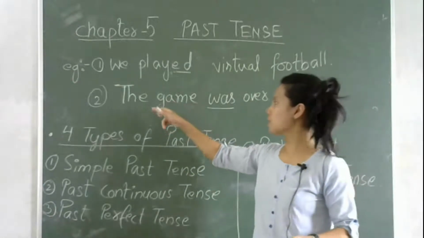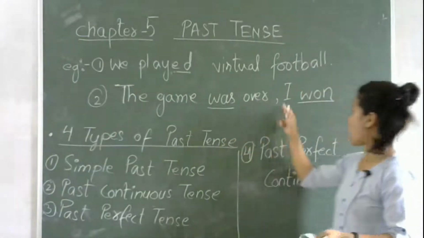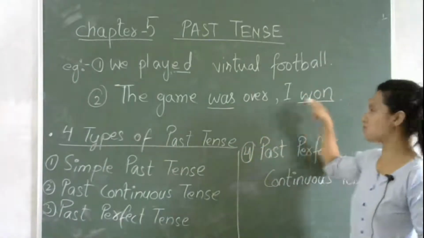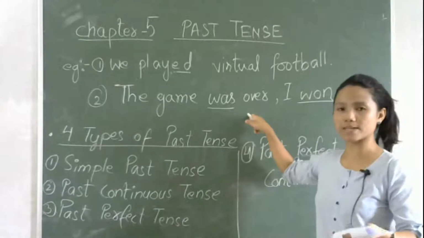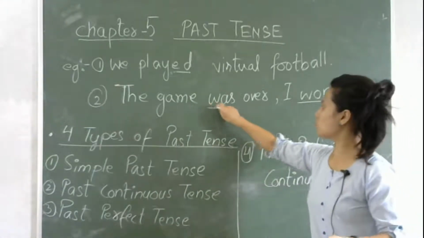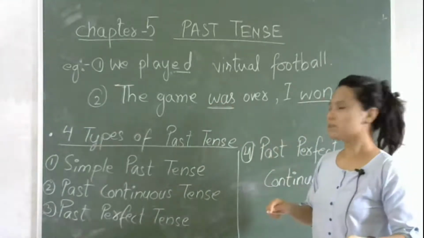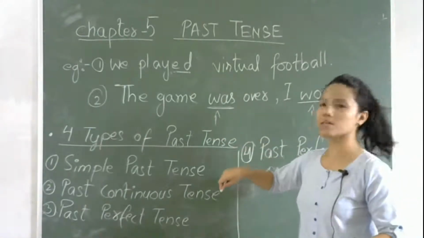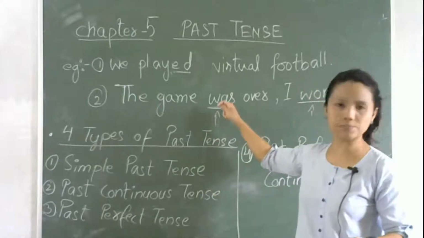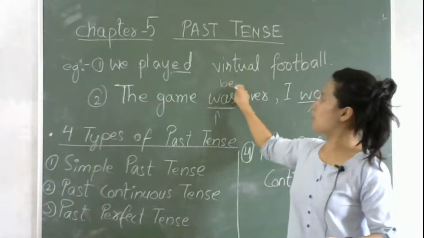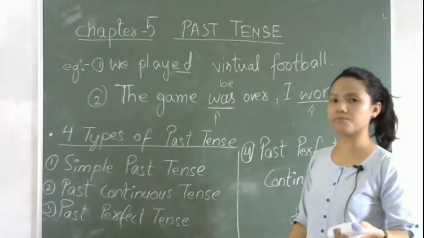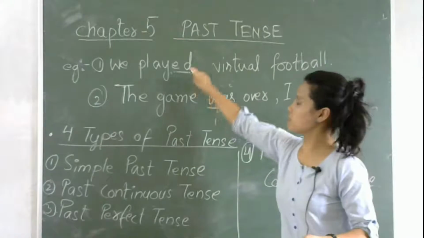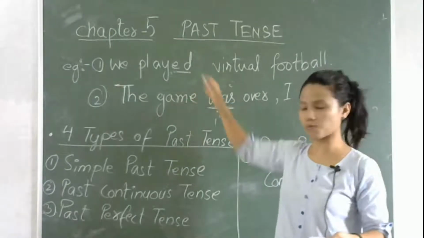Second sentence too: The game was over, I won. Again, you will find two words, was and won, highlighted in red in your book. Which is the verb? The verb is won. And what is was? Was is also a verb, but a helping verb, the be form of verb, the past tense of the be verb. So that is why these two sentences are in the past form.